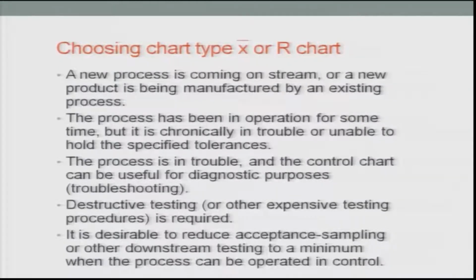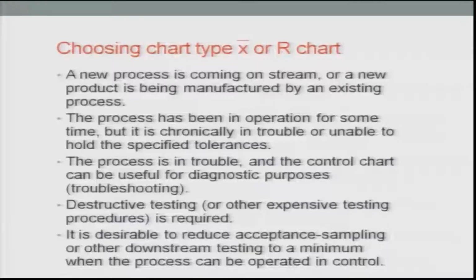Destructive testing or other expensive testing procedures are required. So, obviously it will mean that the total cost is quite high. You have to be careful and do the destructive testing for those products where you are sure you will get information which is useful in order to make a logical and intelligent statement about the process capability of that whole process. So, it is desirable to reduce acceptance sampling or other downstream testing to a minimum when the process can be operated in control.